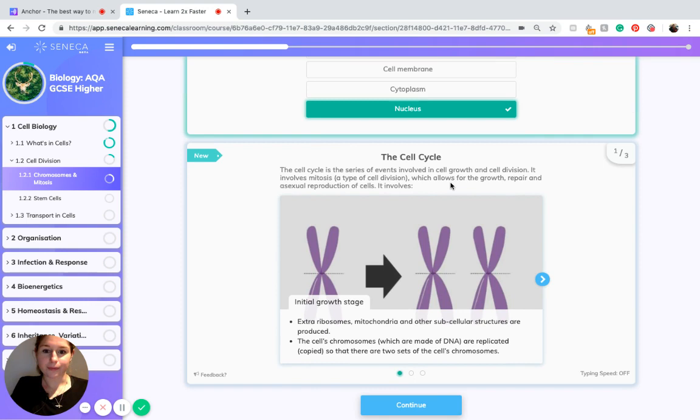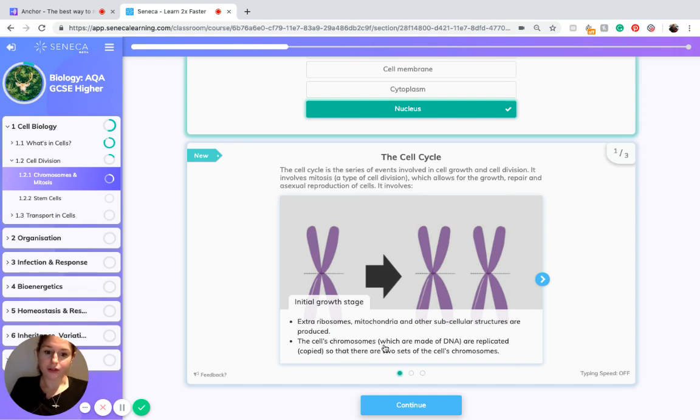The cell cycle. The cell cycle is the series of events involved in cell growth and cell division. It involves mitosis, a type of cell division, which allows for the growth, repair, and asexual reproduction of cells. It involves the initial growth stage. Extra ribosomes, mitochondria, and other subcellular structures are produced in this stage.